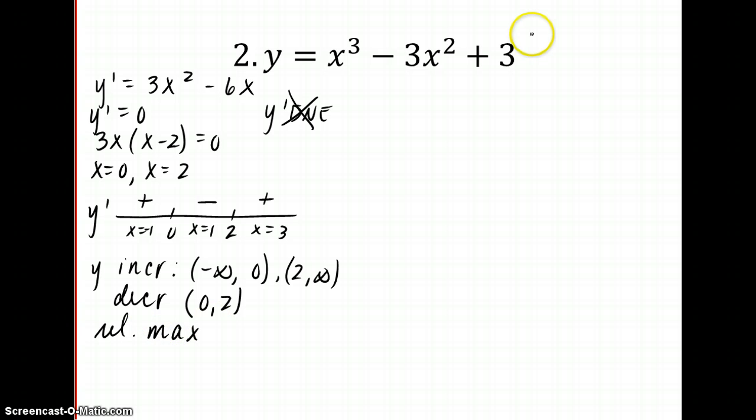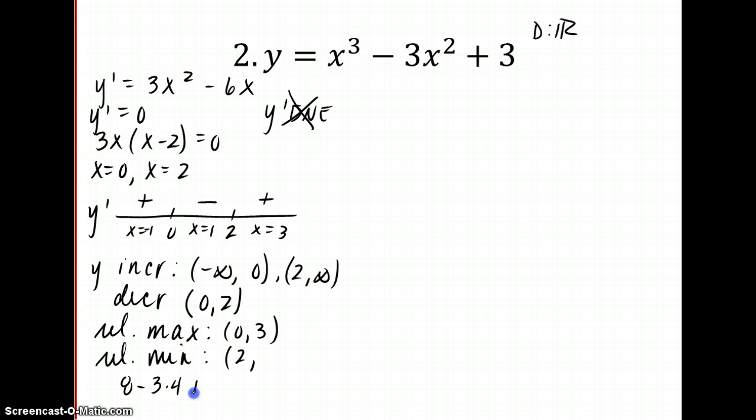Because the domain of the function is all real numbers, we'll have a relative max at 0, 3, and a relative minimum at 2, -1.